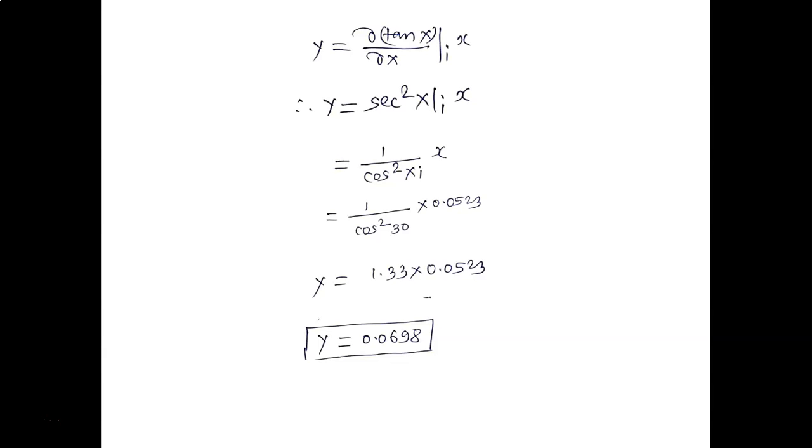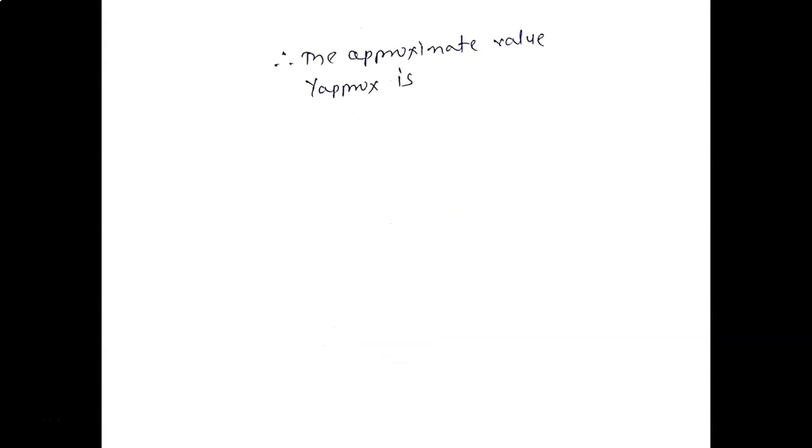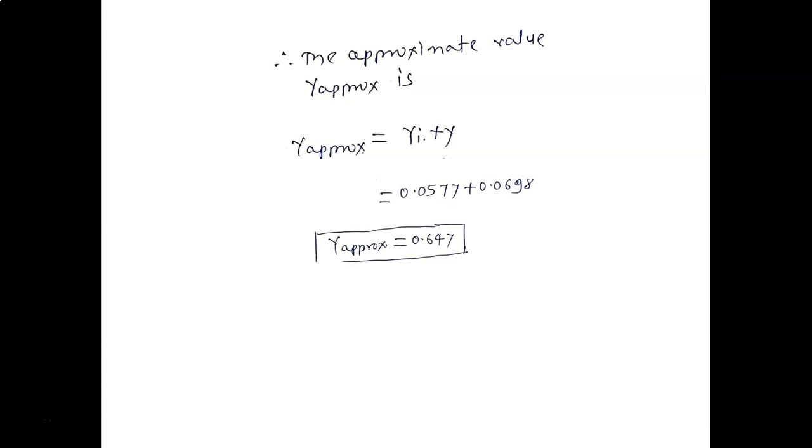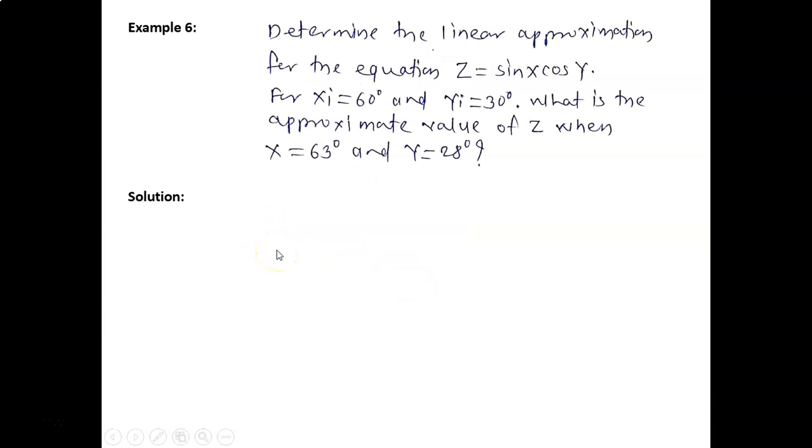Now, we will find out the approximate value of y. Therefore, the approximate value y approximate is equal to yi plus small y. Therefore, substitute the values of yi and small y. Therefore, what is the value of yi? 0.5773 plus 0.0698. Therefore, making addition, we are getting y approximate is equal to 0.647.